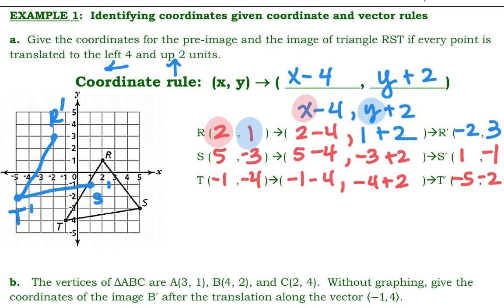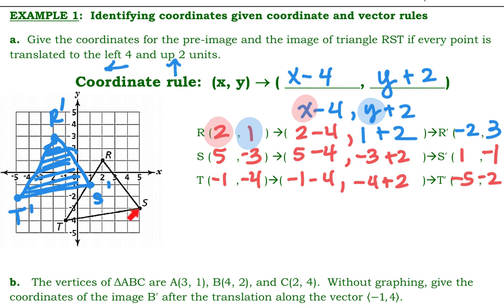Now, your triangle should look the same. So the graphing piece just lets you see, are your points correct? All I did was slide it over. Mind you, initially it said left 4, up 2. So I can count left 4, 1, 2, 3, 4. And then I can count up 2, 1, 2, and you get to that point.